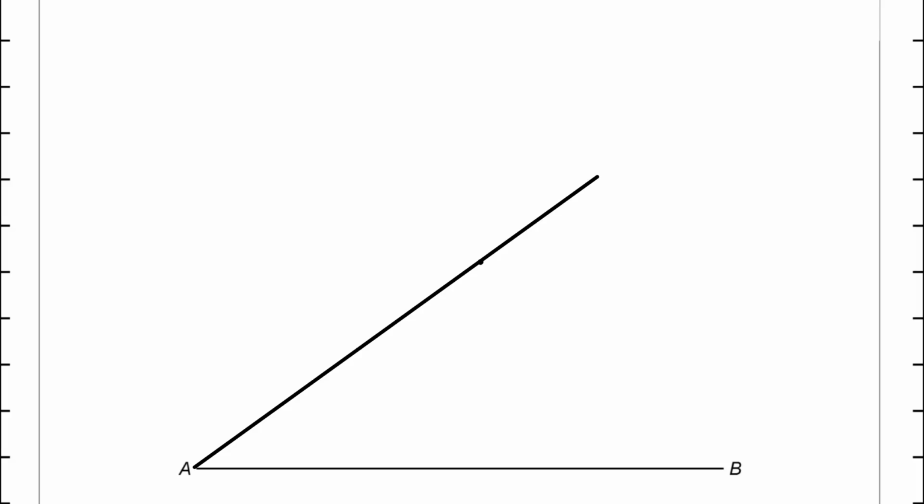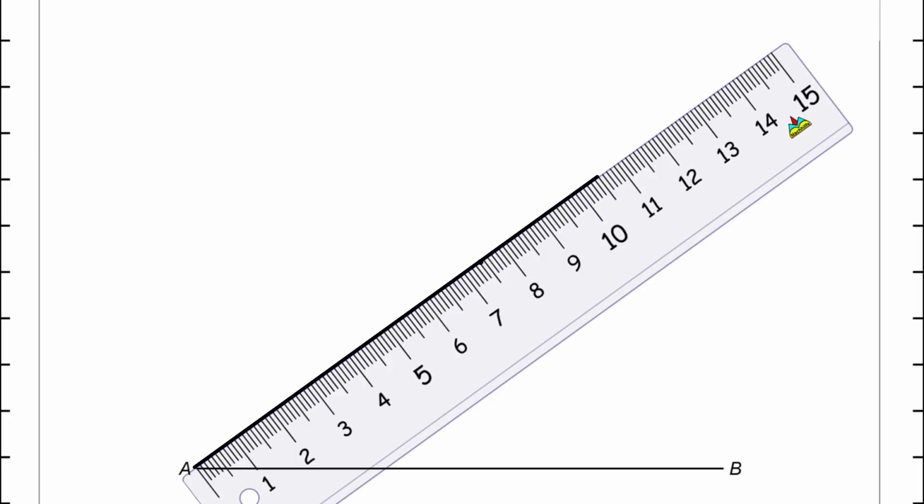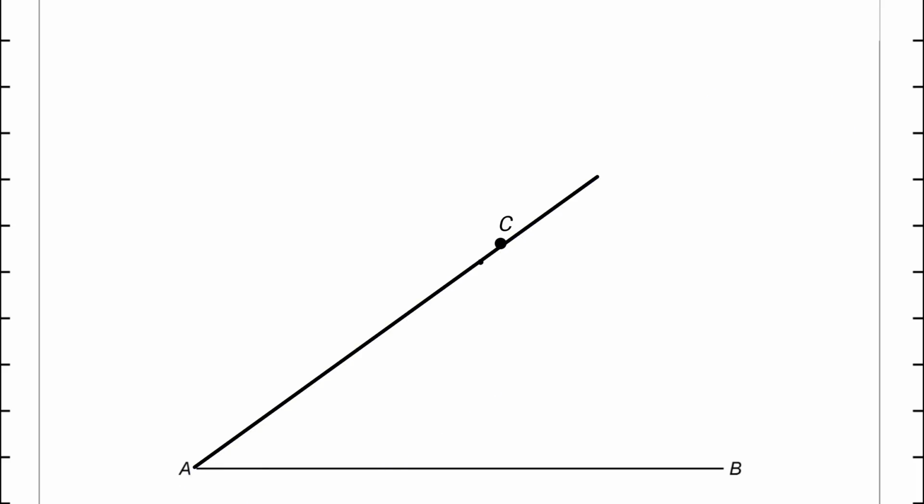And now time for the ruler. It's 8 centimeters away. So we get point C here. This will be corner C. Then the last step is just to make another line from C to B. So that's it.